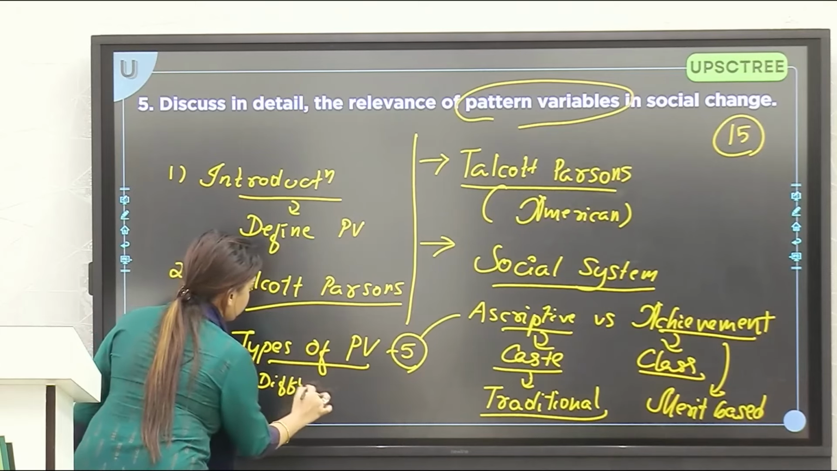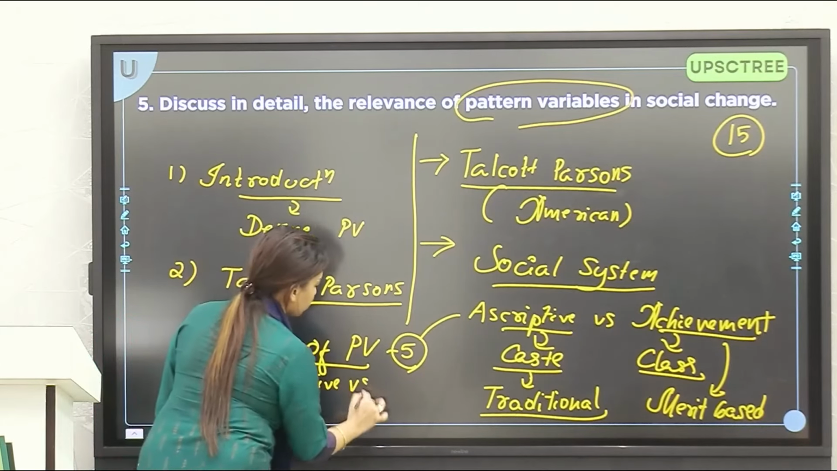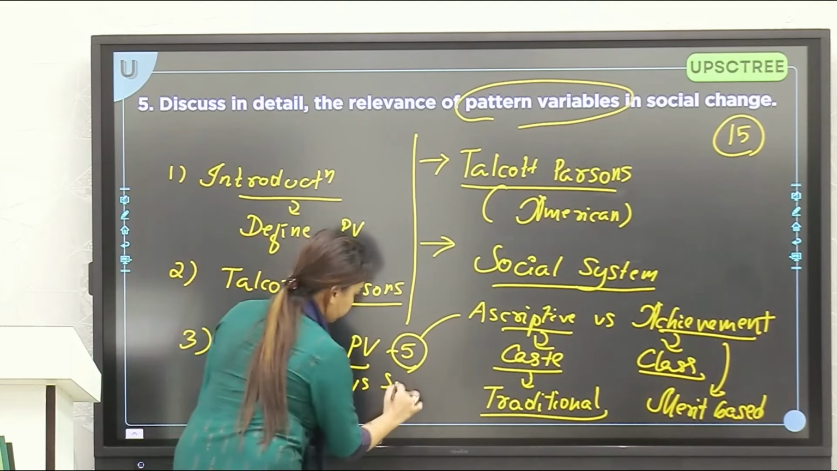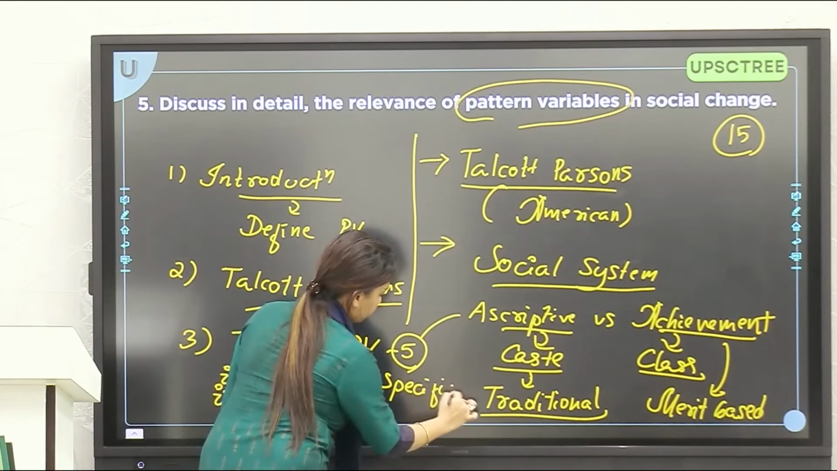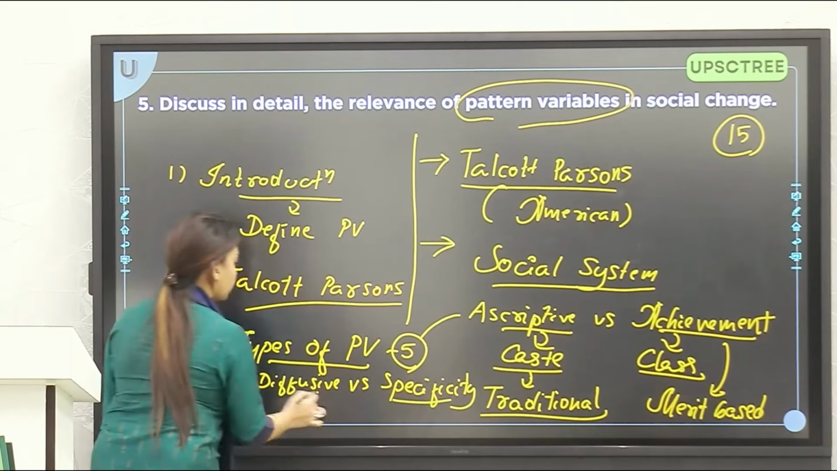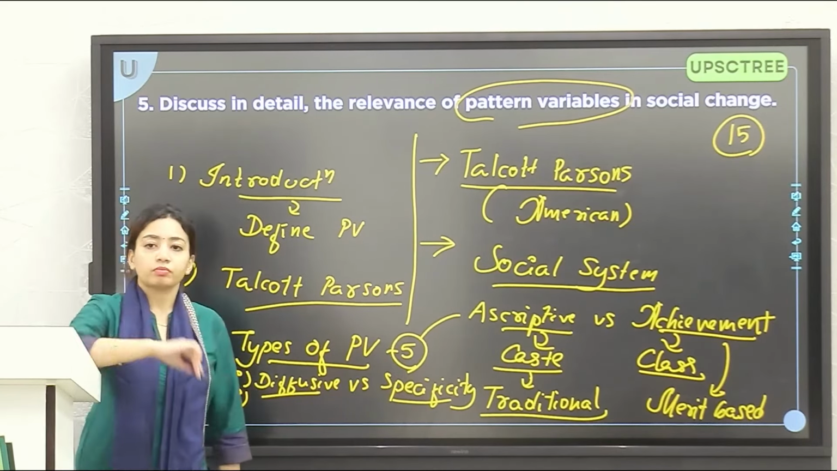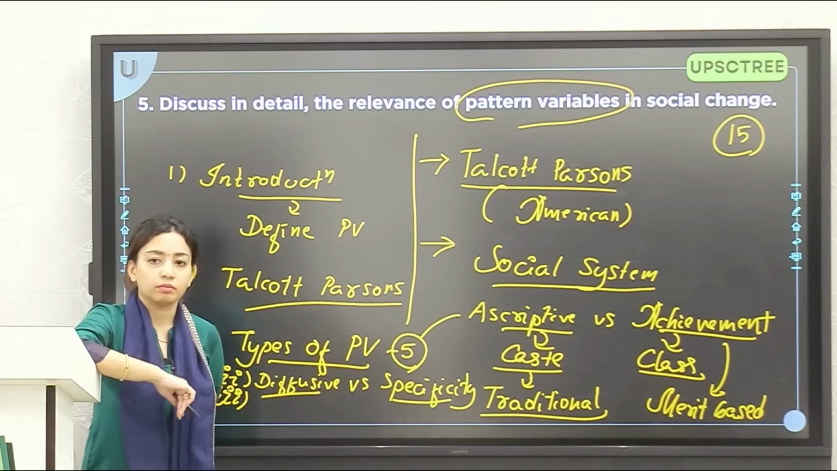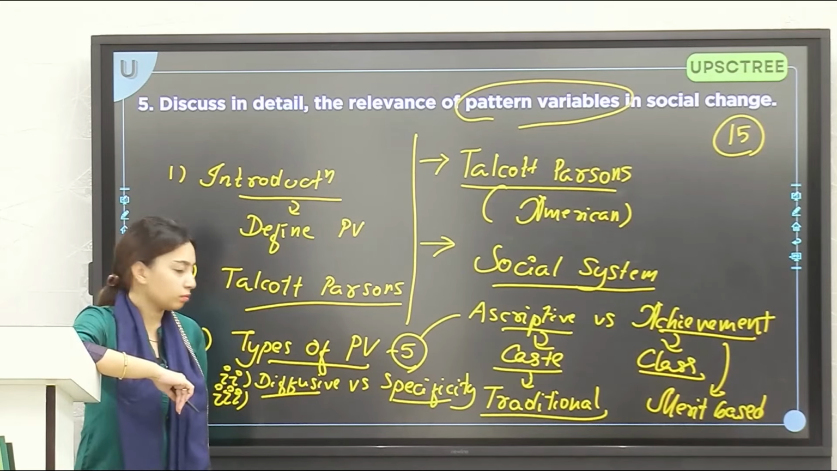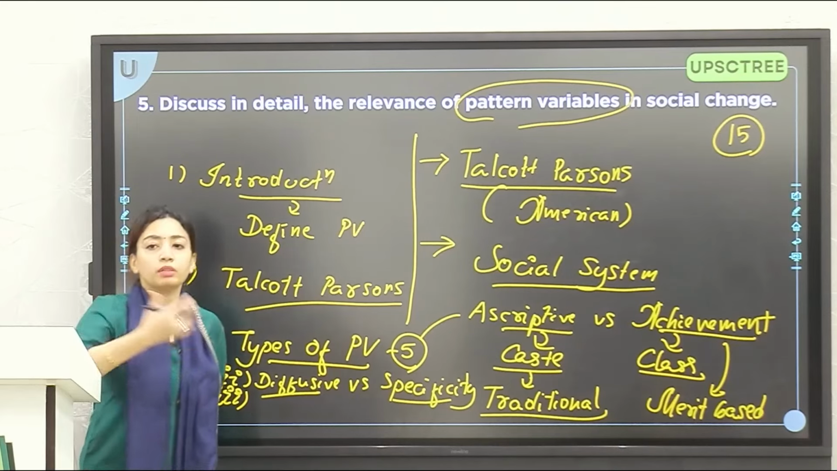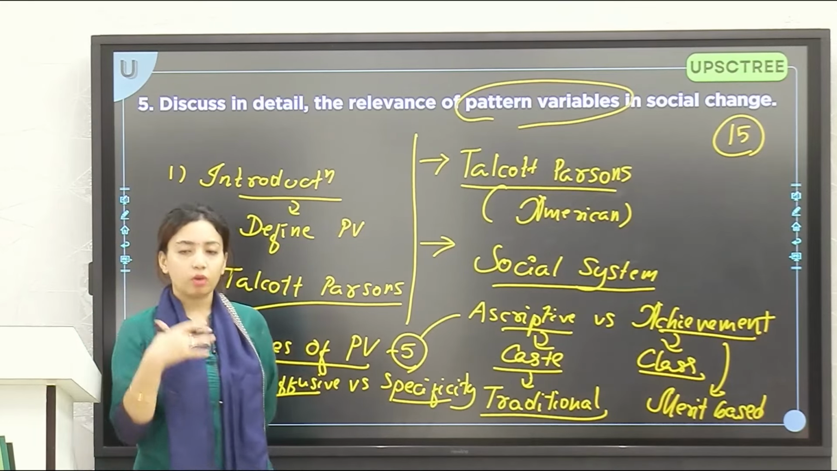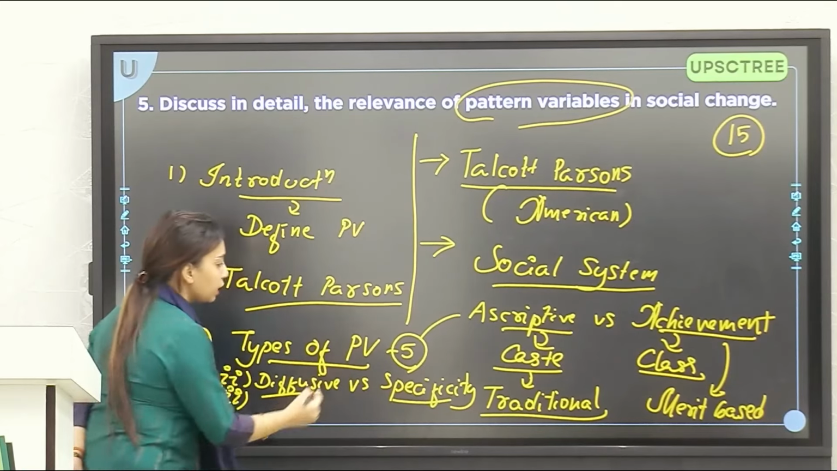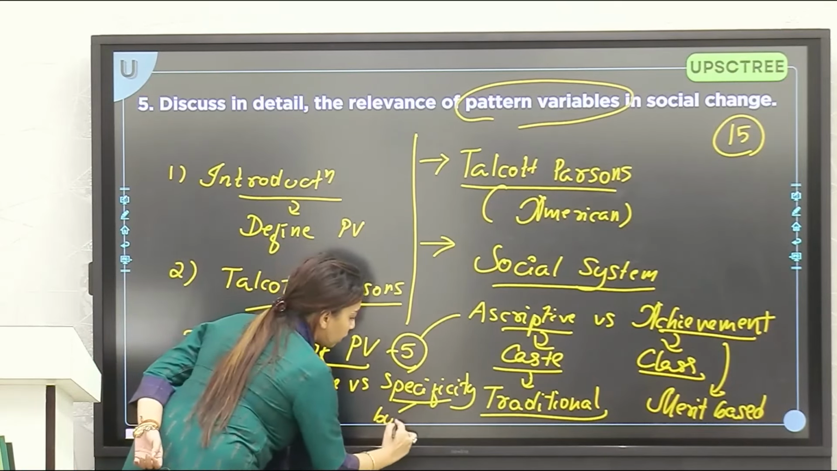Diffusive versus specificity. Tell me the difference between these two. Mother-child relationship is diffusive. Okay, then? And customer-shopkeeper is specific. Okay, so once you are dealing with the customers or you are there in a market condition, a buyer or a seller relation will be specific. Buyer and seller.